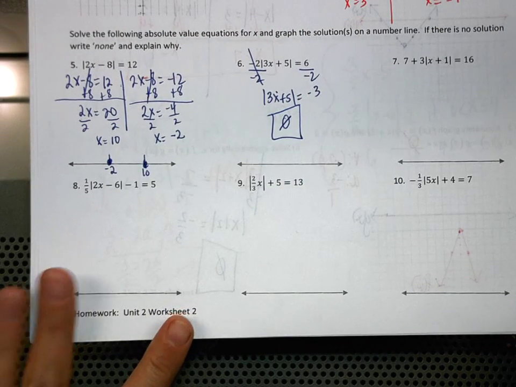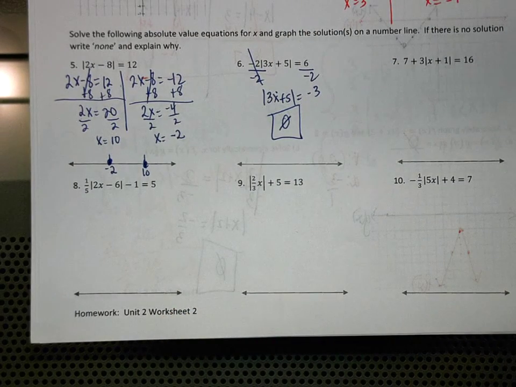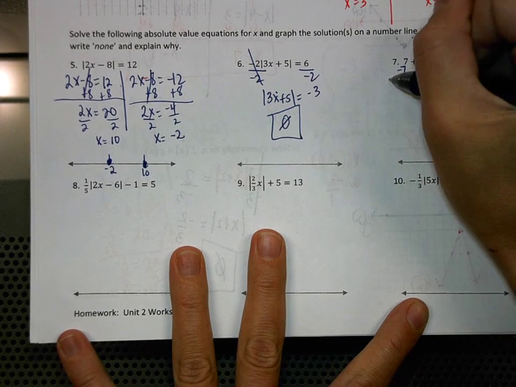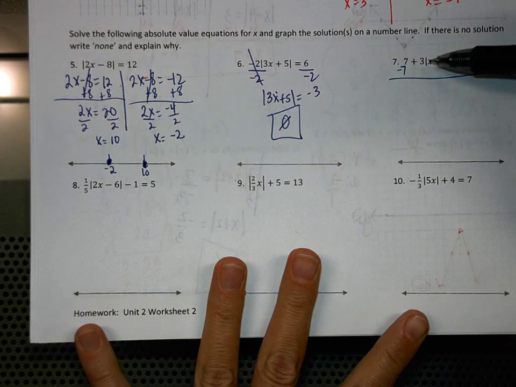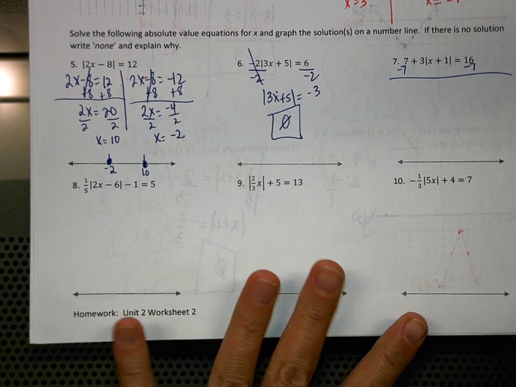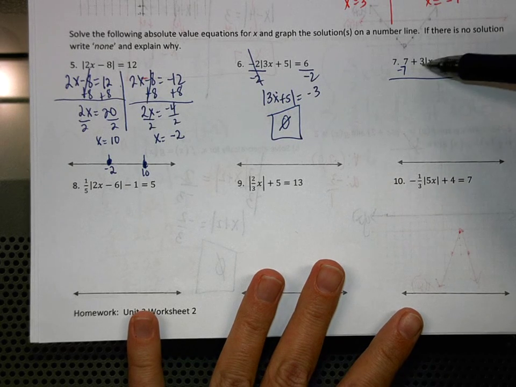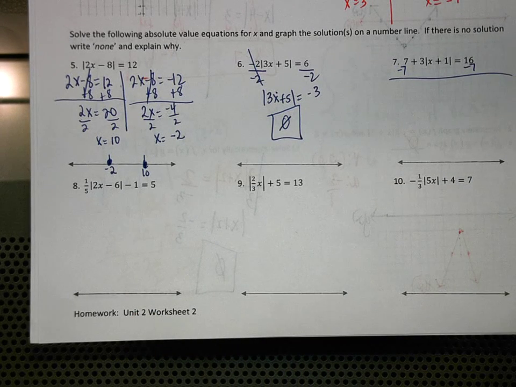All right, number 7, is it by itself? No, the absolute value is not by itself. What would you do first on that problem? Subtract 7. Good. No, because the 3 is not actually adding. The 3 is multiplying to the absolute value. Does that make sense? So this 3 is actually connected there. All right, so this cancels.